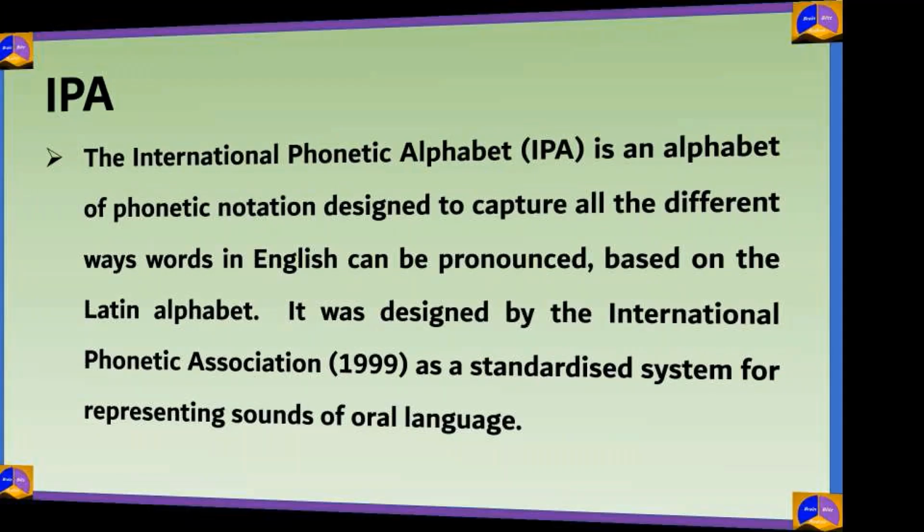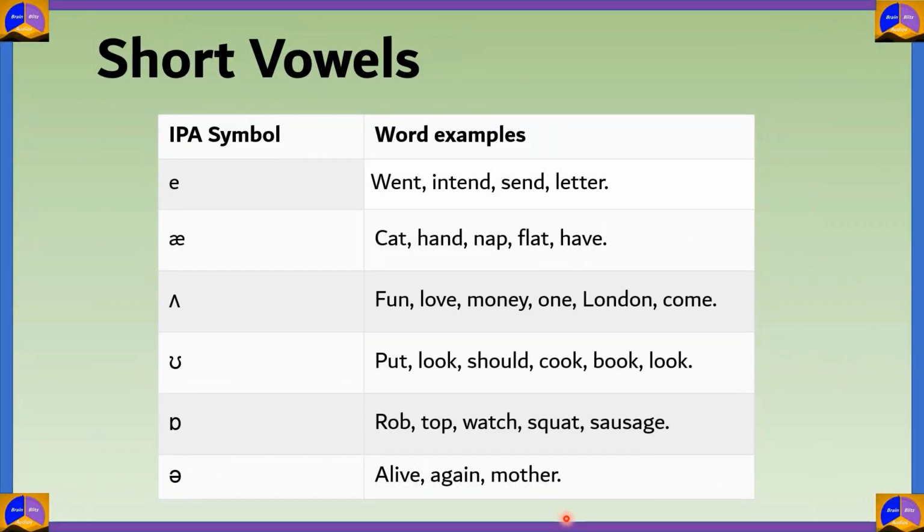Now, firstly, let's move on to the vowels. So vowels themselves can be classified as short vowels, long vowels, and diphthong vowels. So now we're at short vowels. The first IPA symbol for short vowels is E. Now, this symbol, which looks like an E, represents the sound E, such as went, intend, send, letter. Now, these kind of words have the sound E. So that is our first sound.